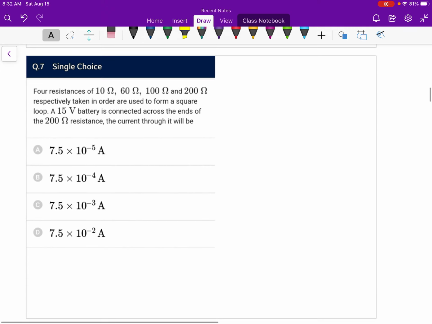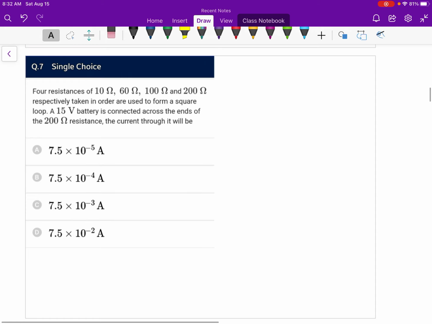For resistances, a 15 volt battery is connected to the ends of a 200 ohm resistance. The current through it: so I through the 200 ohm resistance is 15 volt upon 200 ohm. So that is 7.5 into 10 to the power minus 2 ampere.